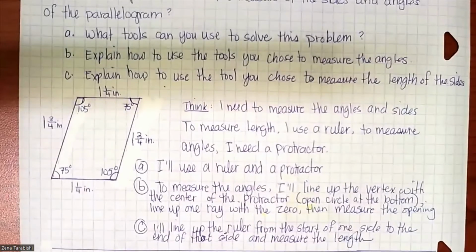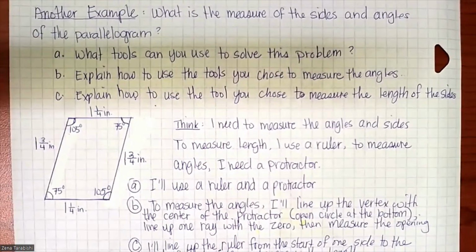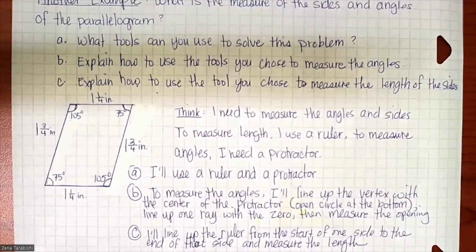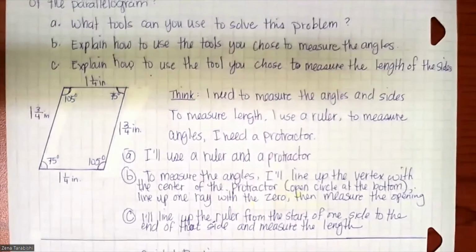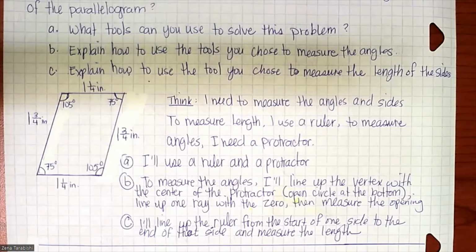This is one that you will find in your book as well. It says, what is the measure of the sides and angles of the parallelogram? So this is a three-part question. First, it asks, what tools can you use to solve the problem? Next, explain how to use the tools you choose to measure the angle, and explain how you use the tool that you chose to measure the length of the sides.